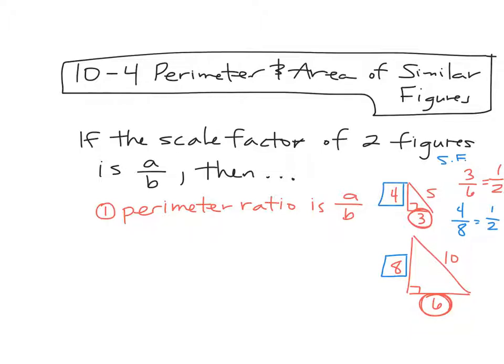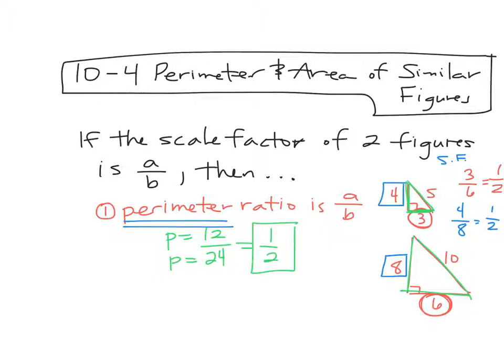Well, what they're saying is the perimeter ratio. So the perimeter is what? What is a perimeter? The distance around a figure, right? So if we found the perimeter of these two figures, we'd go 3 plus 4 plus 5, so that would be 12. Then if we found the perimeter of this bottom one, 6 plus 8 plus 10 is 24. Well, if we turn that into a ratio, 12 over 24 is 1 to 2. So my perimeter comparison is 1 to 2, and my scale factor comparison is 1 to 2.